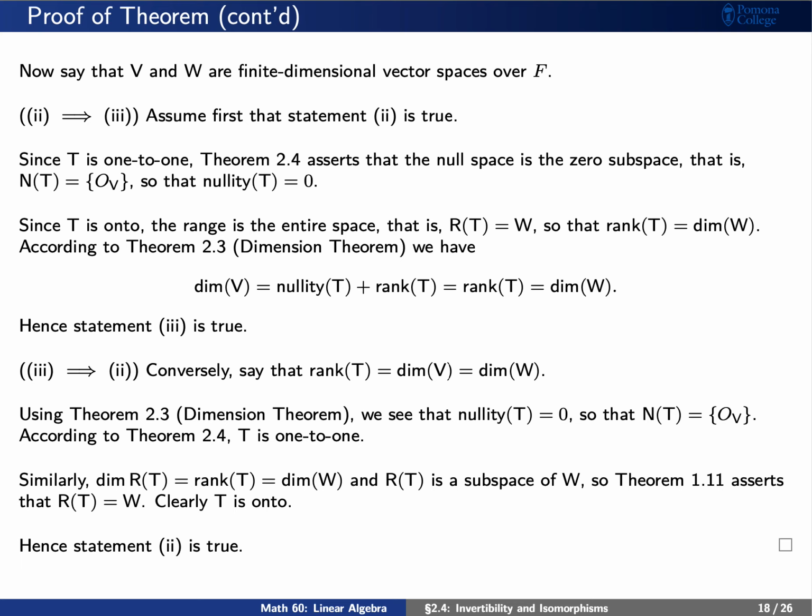Similarly, the dimension of the range, which is the rank, has to equal the dimension of the codomain W. But we've seen that if the dimension of a subspace is equal to the dimension of the whole space, then these two must be equal, showing that the range of T has to equal W. This means that T is onto. So we've shown now that statement 2 must be true, completing the proof of the theorem.